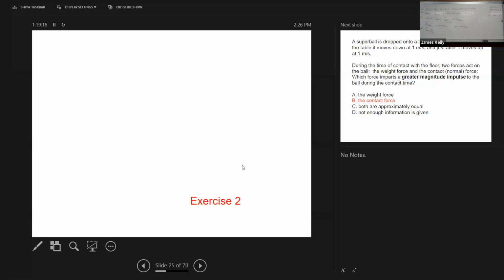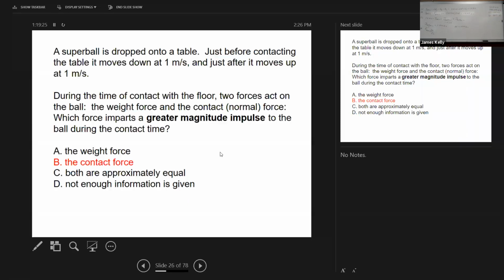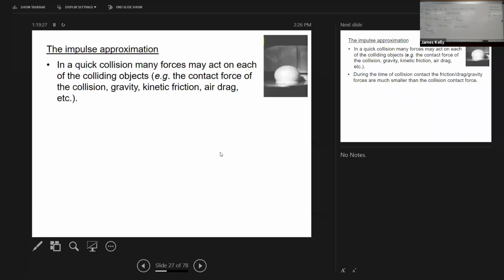So it seems like maybe we could ignore the impulse delivered by gravity in certain circumstances. And in fact, we are going to do that using something called the impulse approximation. The impulse approximation concerns itself with very quick collisions between things, like this quick bounce on the floor, or when two objects collide in a very quick collision and bounce off of each other.